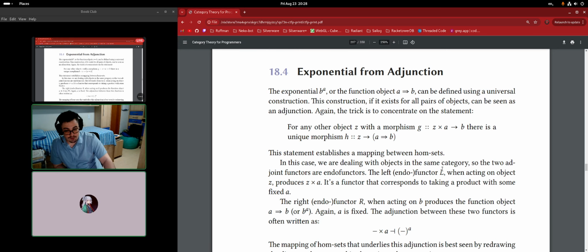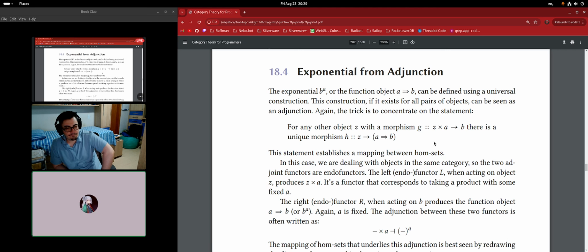So the two adjoint functors are endofunctors. Why are we dealing with objects in the same category? Because a function object is an object in a category, right? In the category of functions? No, in a category that may have function objects in it. I don't follow. Why are we dealing with objects in the same category in this case?